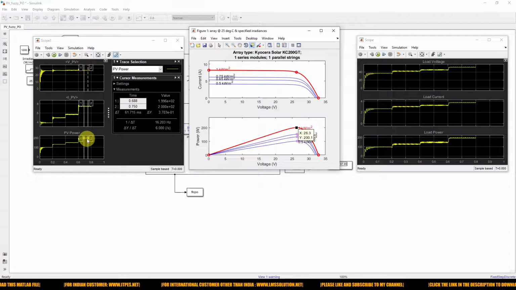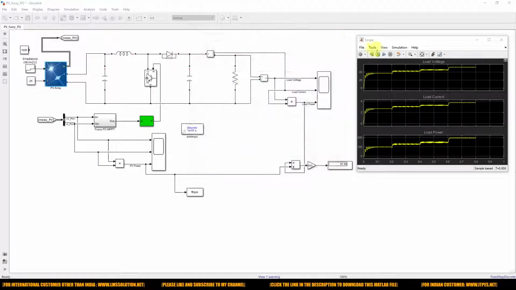So the adaptive PO fuzzy MPPT algorithm effectively extracts the maximum power from the PV panel. And also we have to check the efficiency. Here we can see that we are getting an overall system efficiency of around 97.98 percent. So only around 2% loss in the system, because of this boost converter. So this is the working of the adaptive PO fuzzy MPPT for solar PV system.